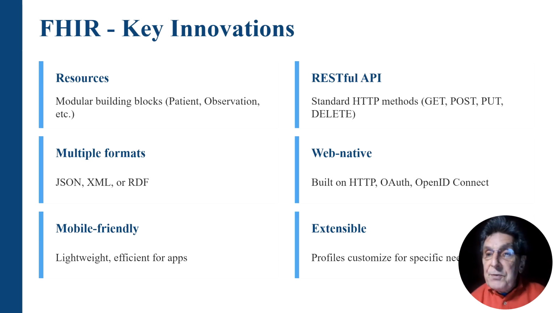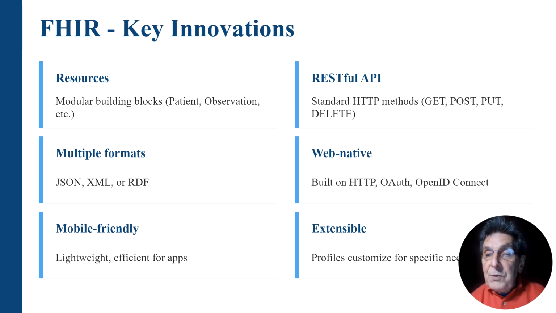So, what makes FHIR different from its predecessors? Let's walk through some of the key differences and innovations. First, resources. What are resources? They're the fundamental unit in FHIR. A modular, self-contained building block. Patient is a resource. Observation is a resource. Medication request is a resource. Each resource has a defined structure with specific sub-elements and data types. Resources can reference each other, but can also stand independently.